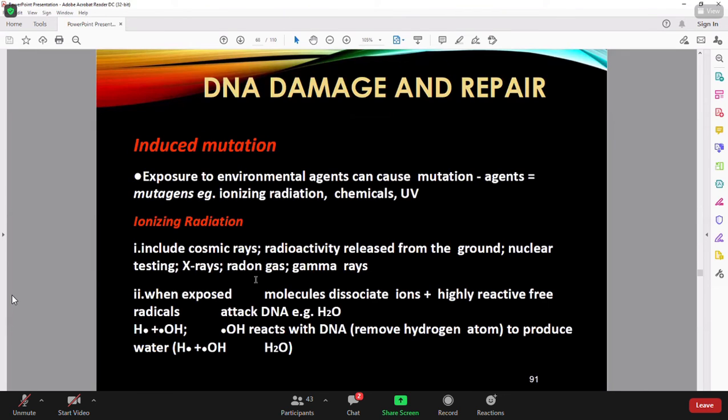From spontaneous mutation, now we would like to talk about induced mutation. Induced mutation means that there is another factor that led to the mutation. Exposure to environmental agents can cause mutation, for example radiation, chemicals, and UV. That's why now there are many lotions that have UV protection. They claim that it has SPF, SPF 50. So we would like to minimize this kind of agent directly entering our skin, our system. We would like to minimize this kind of mutation from occurring.